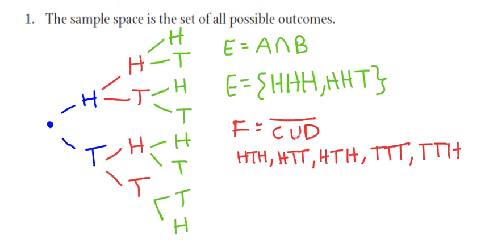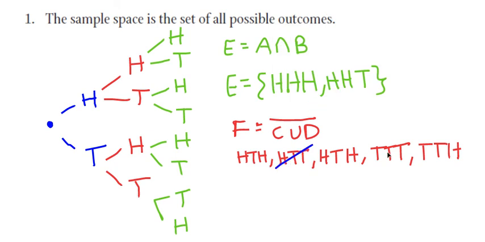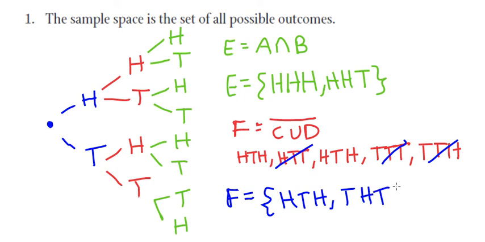But it also says you cannot have 2 consecutive tails either. So if I look at these choices, that's 2 tails in a row, that is 2 tails in a row, and that is 2 tails in a row. So for my outcomes for F, where I have neither 2 consecutive heads nor 2 consecutive tails, I only have heads, tails, heads, and tails, heads, tails, which I guess I wrote down wrong one of the times. Sorry.